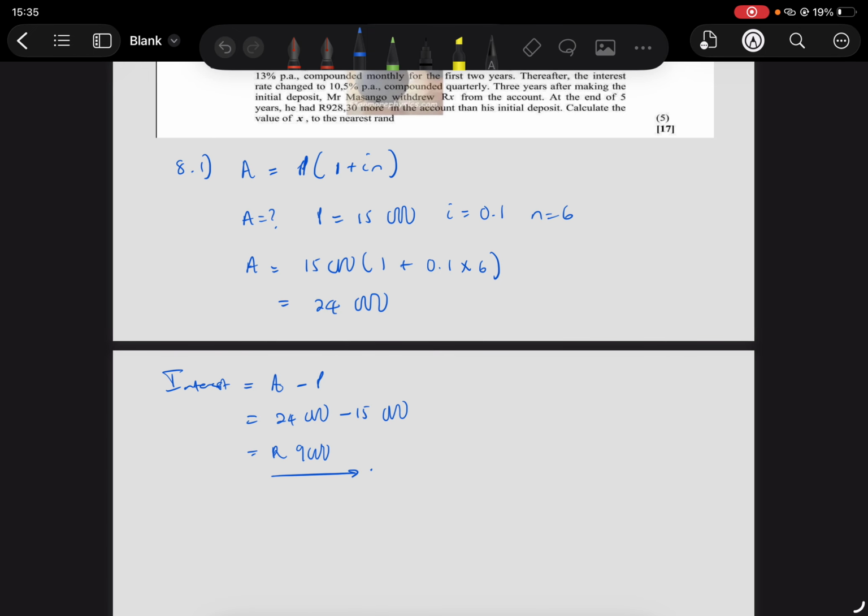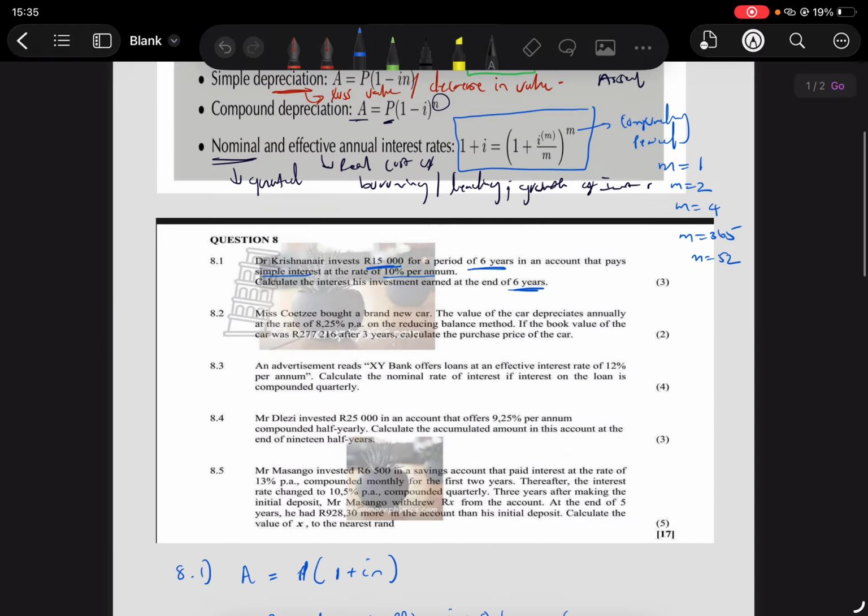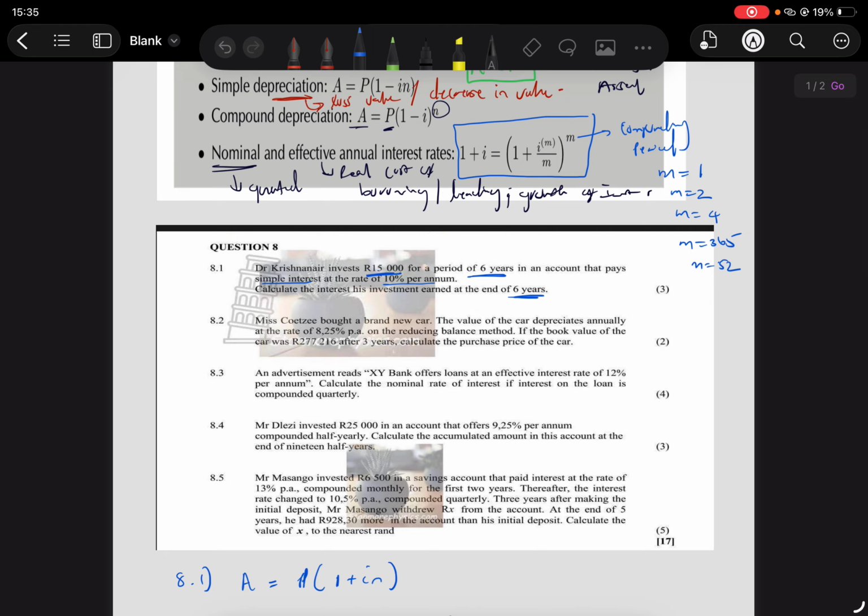Interest is not the same as accumulated amount. Accumulated amount is the total value of your investment at the end of the period. But when you want to calculate what you have earned as interest, that is what you have accumulated minus what you put in. Okay. Now moving on to 8.2.